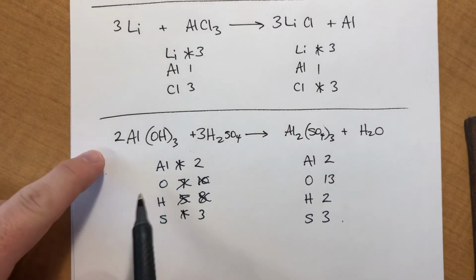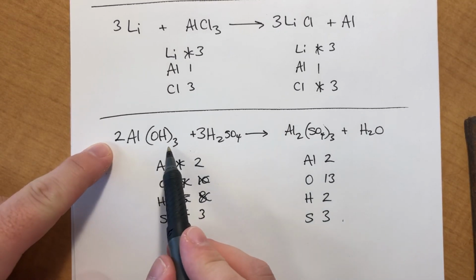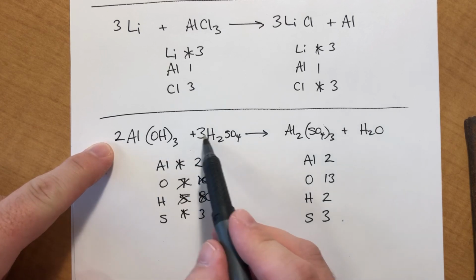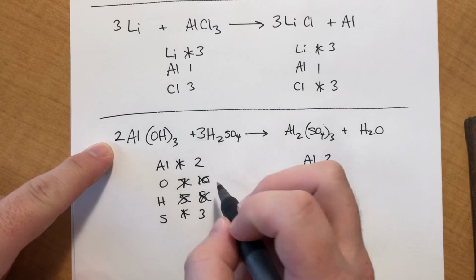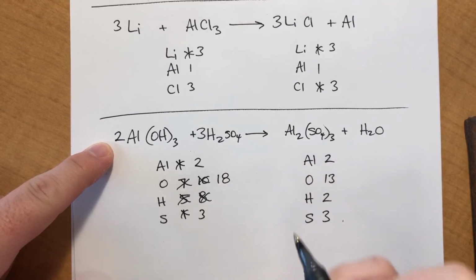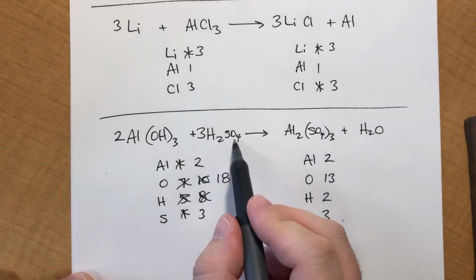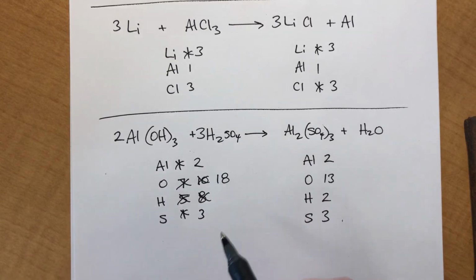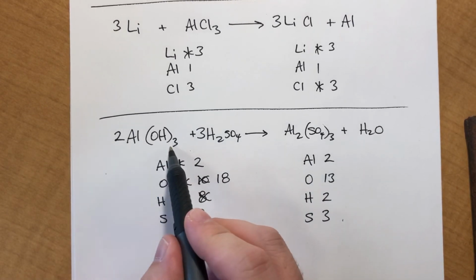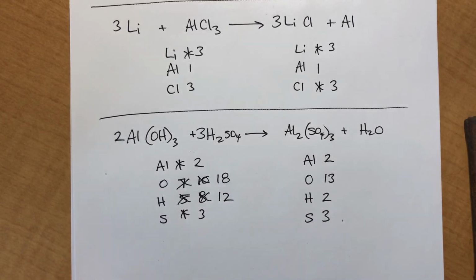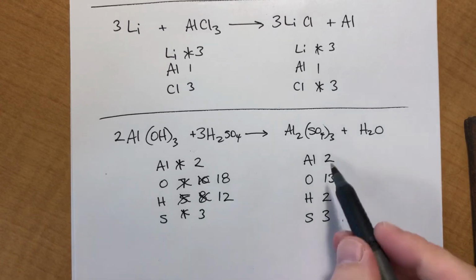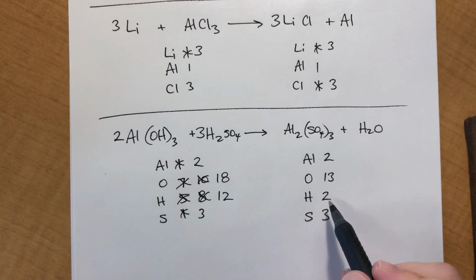Okay, so oxygens, we have 2 times 3 is 6, 3 times 4 is 12, 6 plus 12 is 18. Math working here? 3 times 4 would be 12, plus another 6, 18, yeah. Hydrogens, 2 times 3 is 6, 2 times 3 is 6, so we have 12. Okay, so our goal right now is to balance the oxygens and the hydrogens. We've got all the aluminums and the sulfurs balanced.